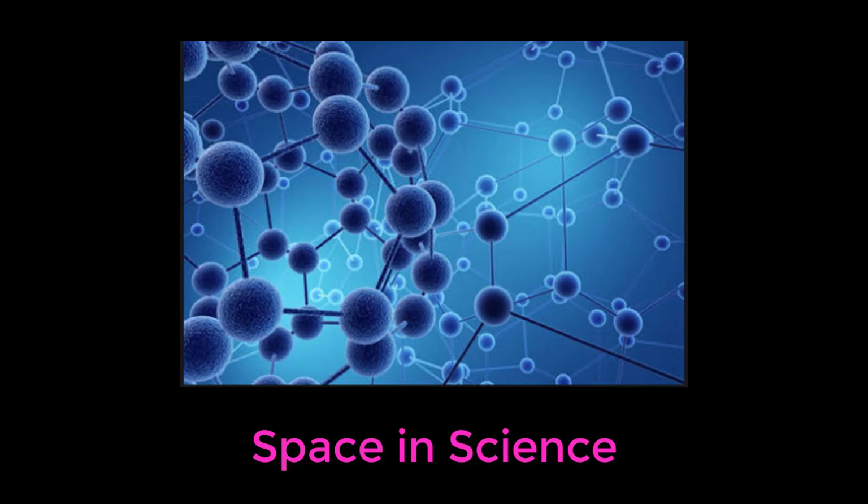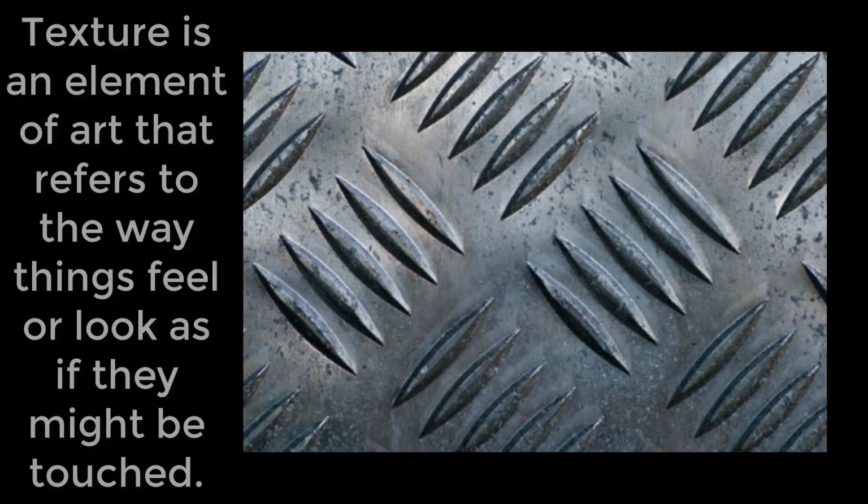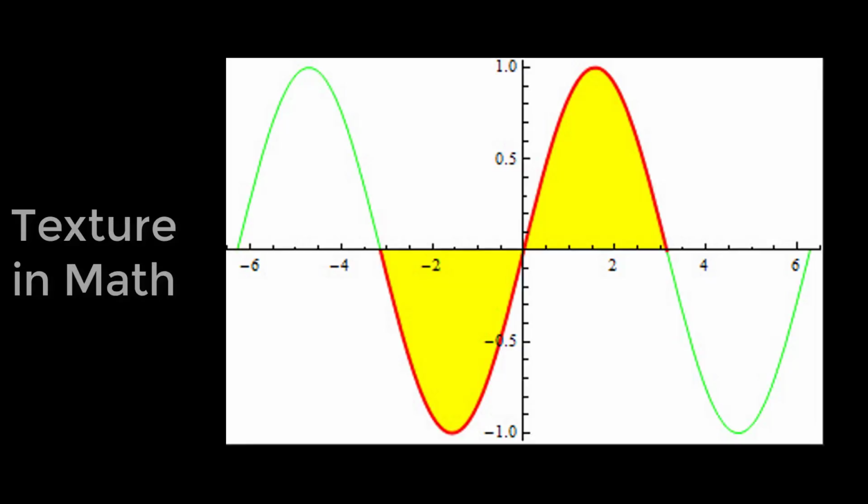Space in science goes both outward and inward of ourselves. Web page developers are concerned with space when creating cross-platform pages. Texture is an element of art that refers to the way things feel or look as if they might be touched. In poetry, texture may be illustrated by imagery, metaphor, meter, and rhyme.